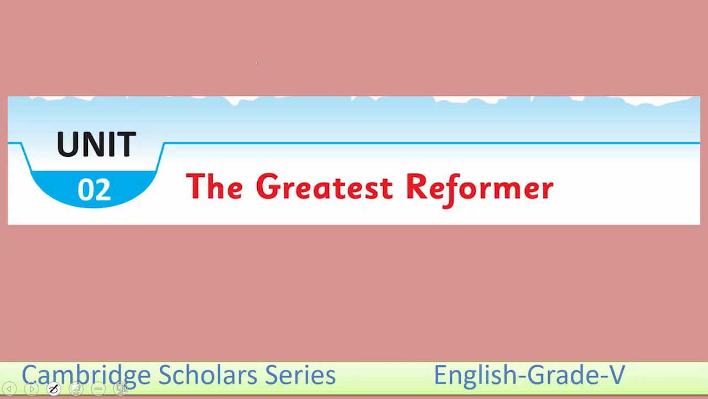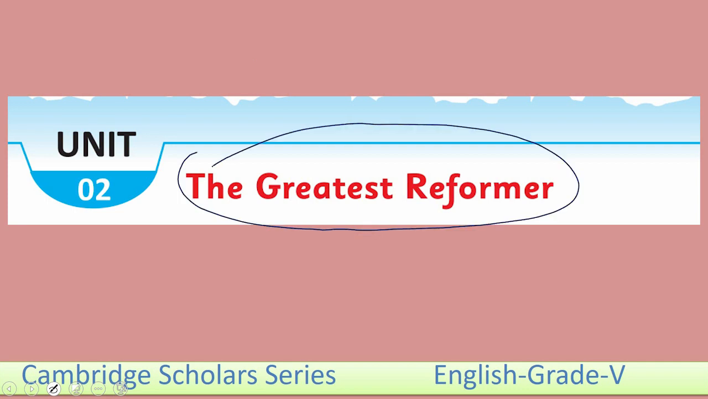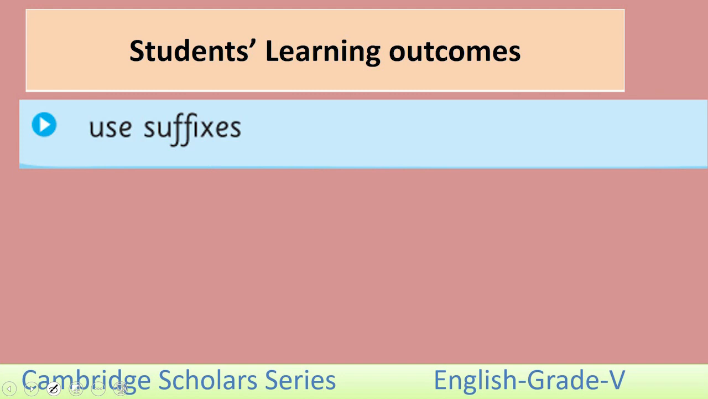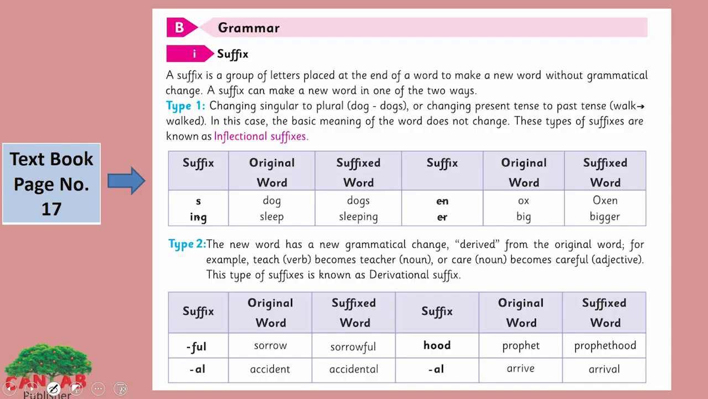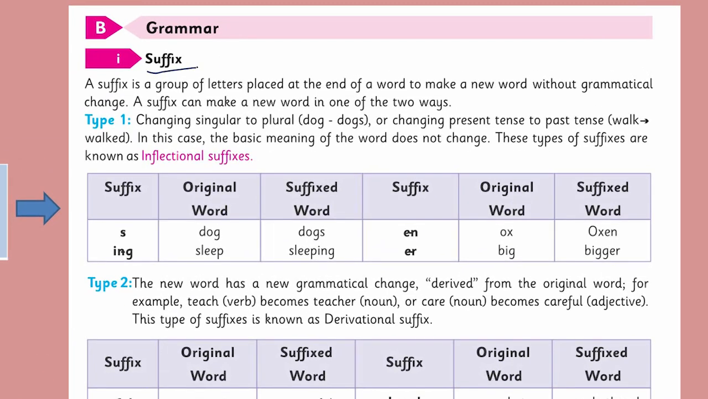We will start our lesson from unit number 2, the greatest reformer. SLOs of this lesson is use suffixes. We will understand and learn the use of suffixes. Now look at the page number 17 of your textbook here. Suffix. What is a suffix?